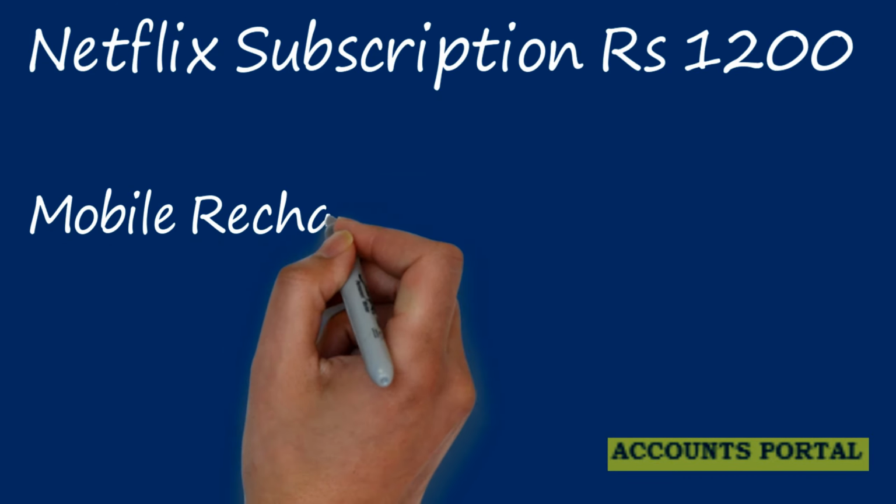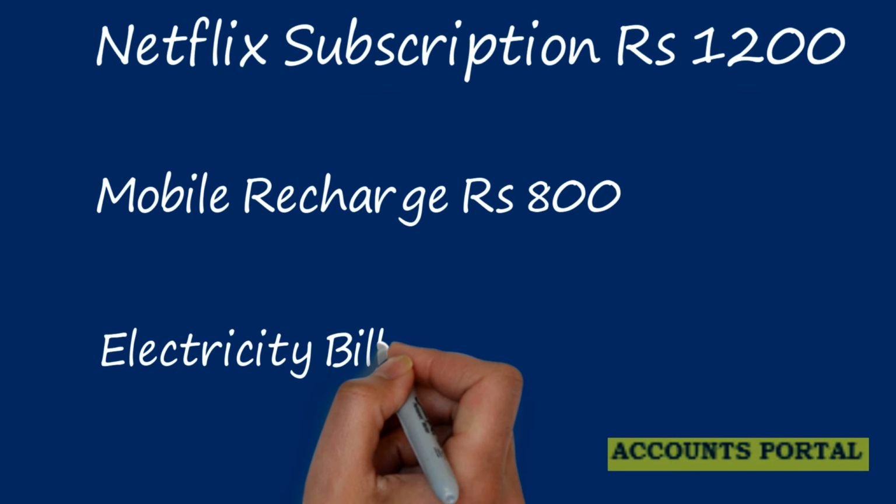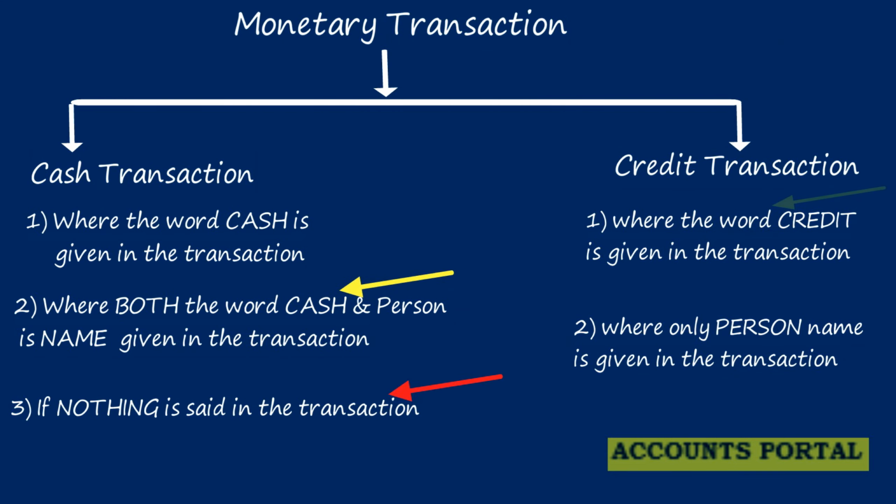Mobile recharge, rupees 800. Here the word cash or person name is not given in the transaction. Electricity bill. Here the word cash or person name is not given in the transaction. It will be treated as cash transaction. Remember, whenever the word cash or person name is not given in the transaction, it will be treated as cash transaction only. Let us learn credit transaction possibilities.